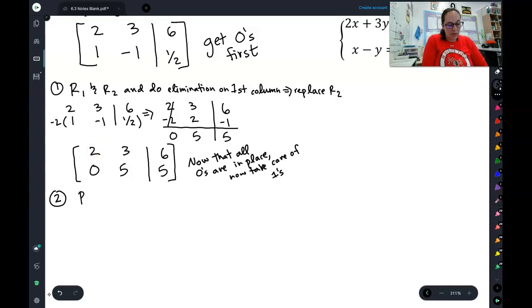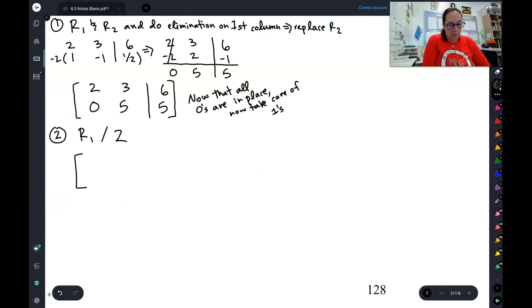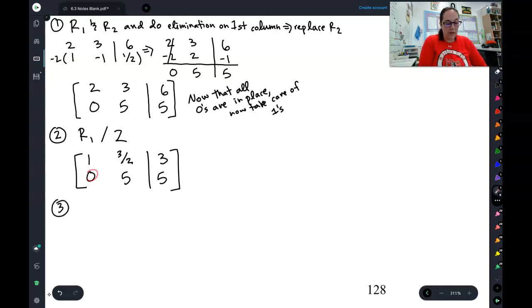So basically what I'm going to do is take row 1. I'm going to divide all of row 1 by 2. So I'm going to take all of the numbers that are in row 1 and divide them all by 2. So 2 divided by 2 gives me 1. 3 divided by 2 gives me 3 halves, and 6 divided by 2 gives me 3. I didn't touch row 2 yet. So now you'll notice I have my 0 in the right place, and I have my first 1 in the right place. Now I need to get this to be a 1.